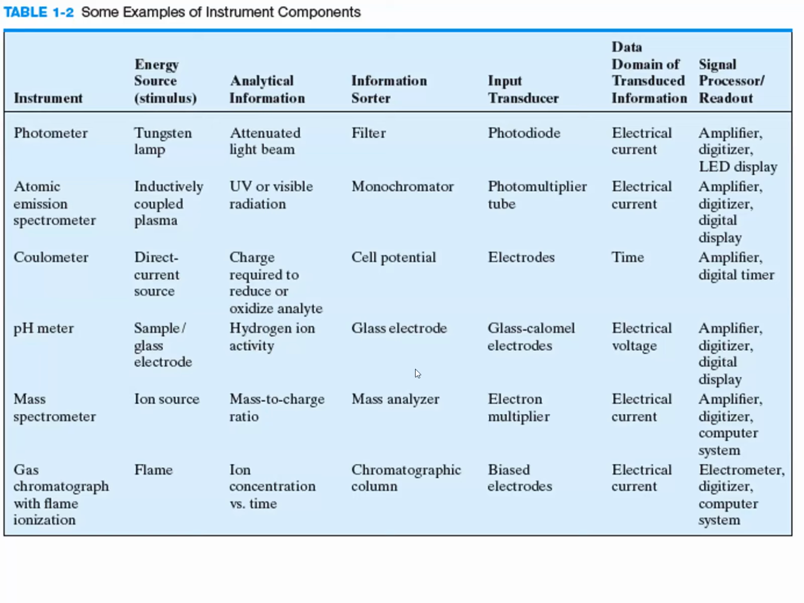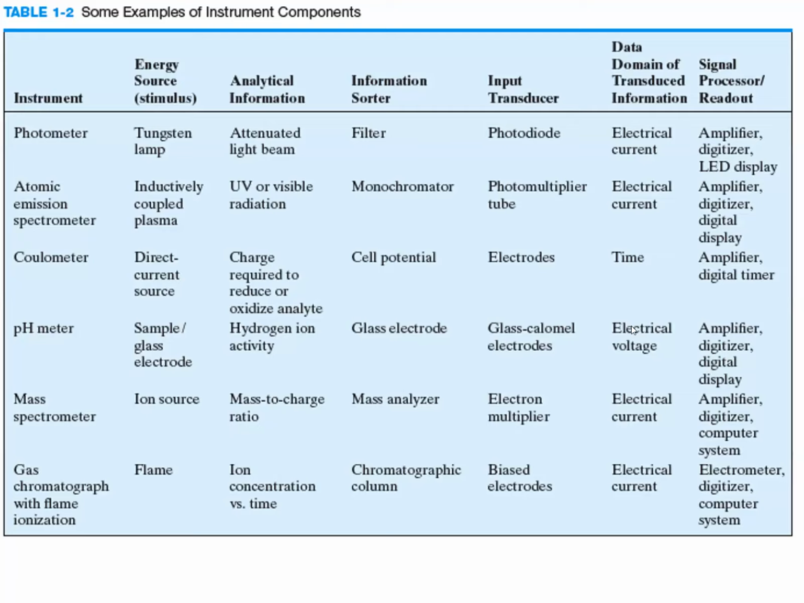Then the information sorter is the glass electrode that is sensitive to the movement of the hydrogen ion across the membrane. Now, there are several input transducers. You can have a glass calomel electrode. You can have a silver chloride electrode, many other electrodes that you can use.